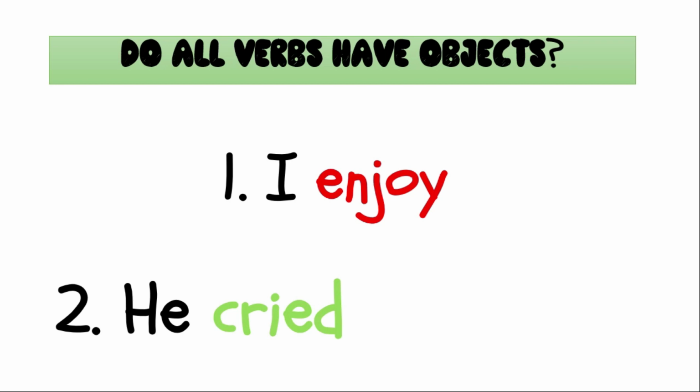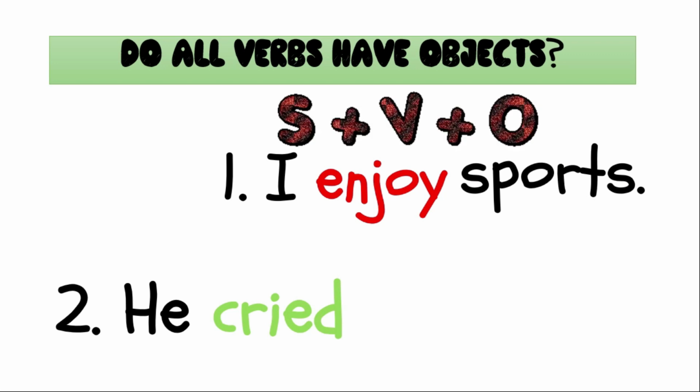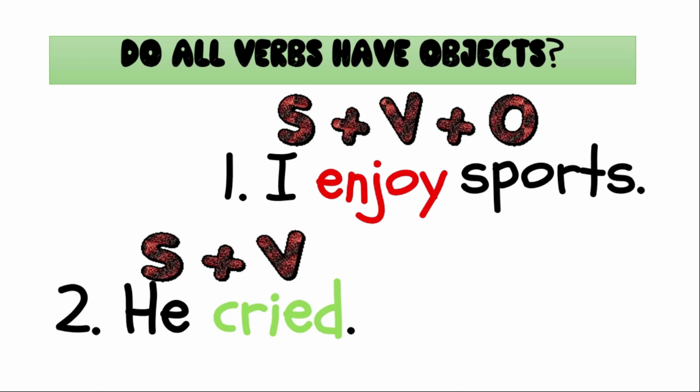But if we look at number 2, he cried. Is it a complete thought? Yes, it is. Well, number 1 needed sports because it's subject, verb, object. The verb enjoy needs an object. But as for number 2, he cried, just add a full stop. He cried. This is a complete thought. Subject plus verb. So some verbs need objects like enjoy, and some do not need objects like cried, for example.